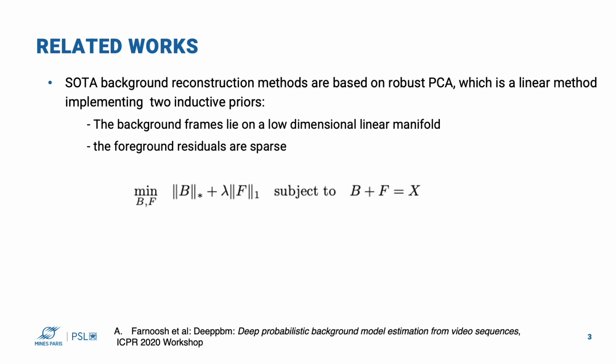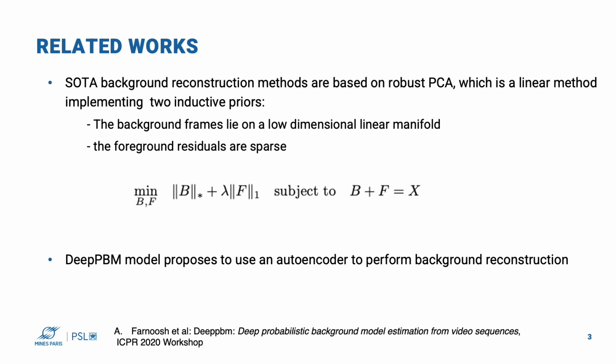State-of-the-art background reconstruction methods are based on robust PCA, which is a linear method implementing two inductive priors. First, we expect that various background frames lie on a low-dimensional manifold. Second, the foreground object image should be sparse in the video. Our model has a structure similar to the deep RPCA model, which also uses an autoencoder instead of linear methods to enforce the low-rank condition on the background manifold.